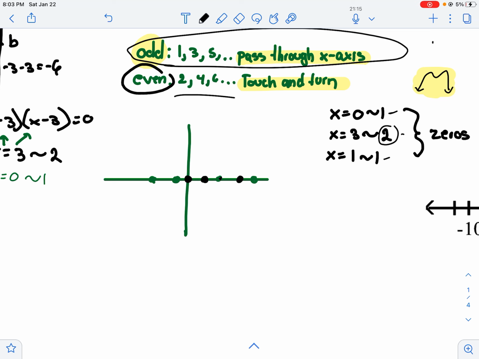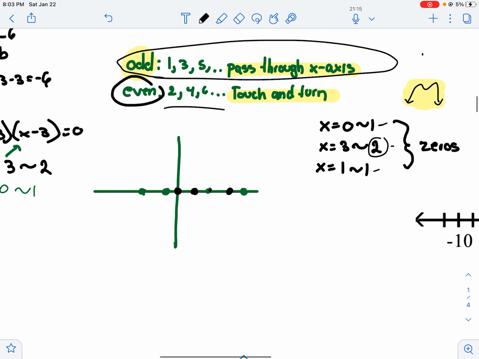I'm going a little ahead of myself. We have x is equal to 0 with a multiplicity of 1. Is that an even or odd number? It's odd, right? What happens when it's odd? It passes through the x-axis. So what does that mean? That means we're going to start down here, because of this, and we're going to go through the x-axis, okay?